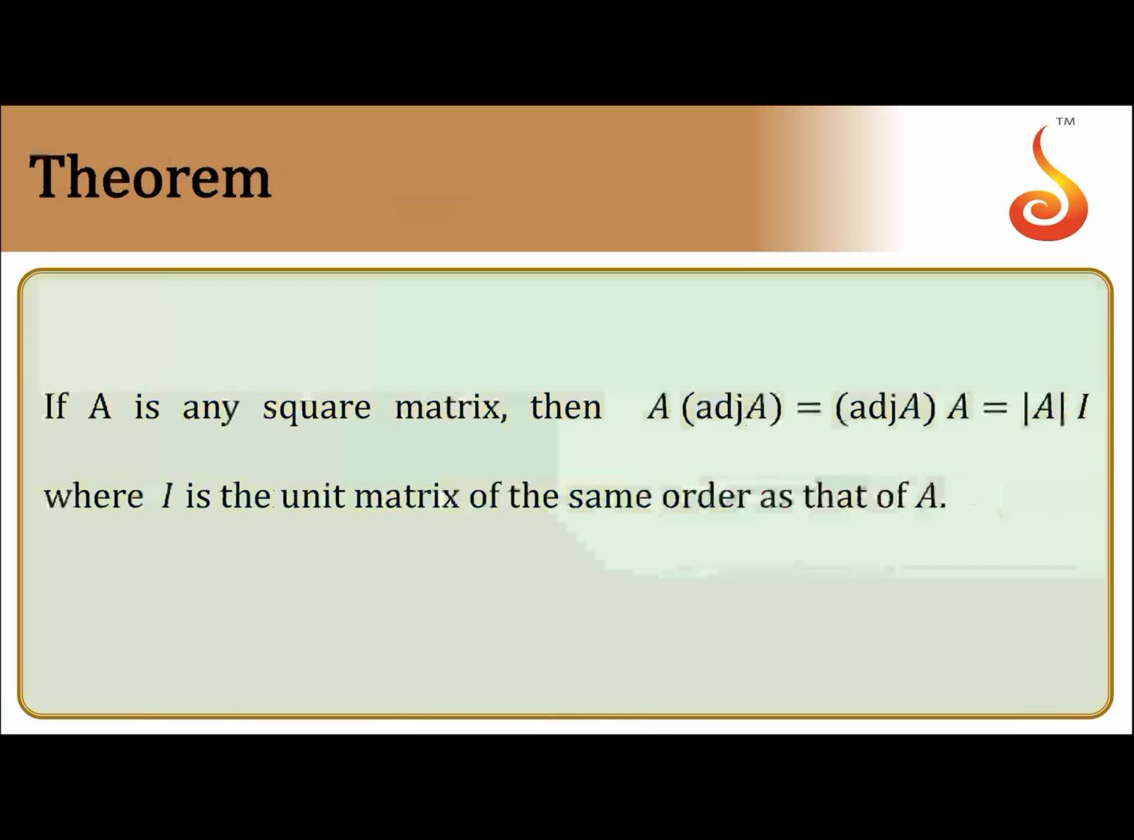Let's take up one important theorem regarding adjoint of A. If A is any square matrix, then A into adjoint A is equal to adjoint A into A, which is equal to det A multiplied by the unit matrix. The unit matrix is of the same order as that of A. If I consider a general matrix A with rows A1, B1, C1, A2, B2, C2, A3, B3, C3, let me take up the adjoint of this matrix.